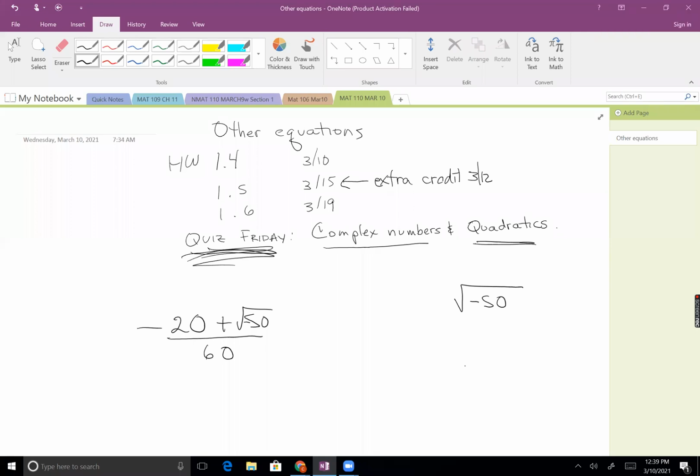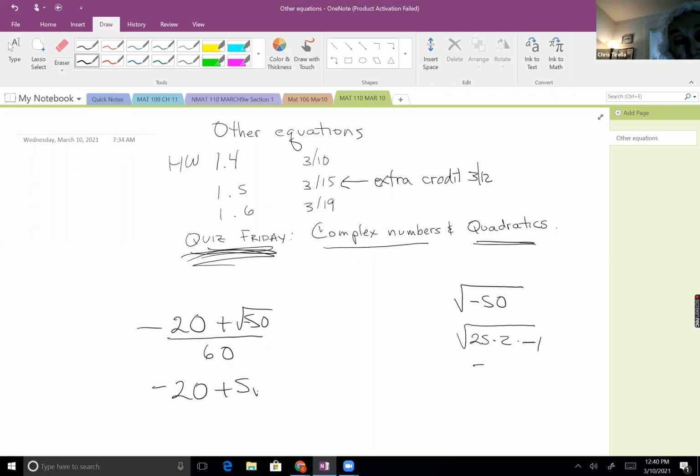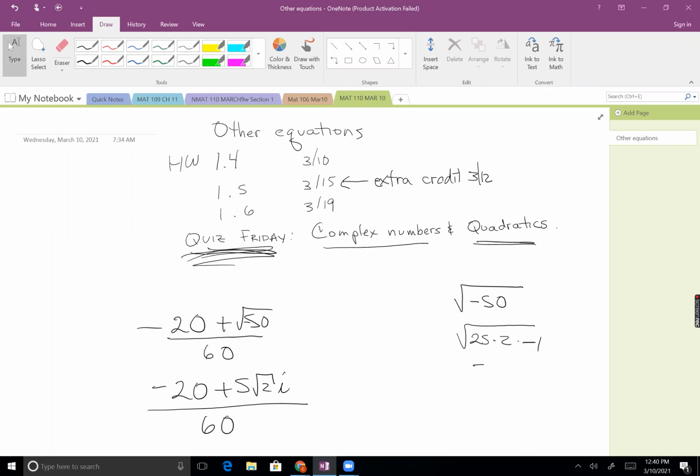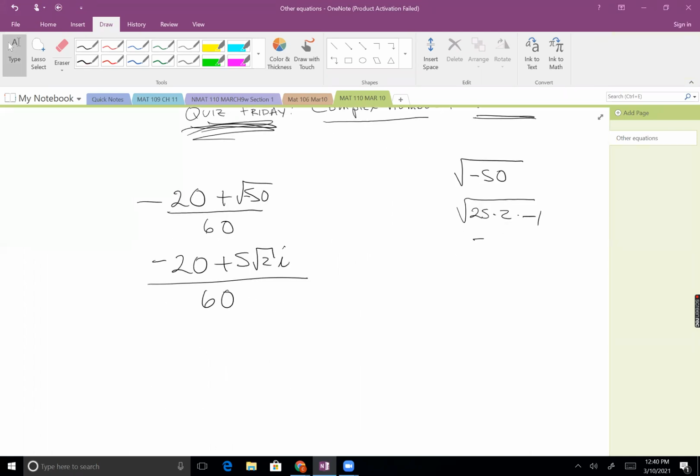I turned it into the square root of 25 times 2 times negative 1, making it negative 20 plus 5 square root of 2i. Beautiful. Negative 20 plus 5 square root of 2i over 60. Then what did you do? I know I messed up here because I combined the 20 and the 5.